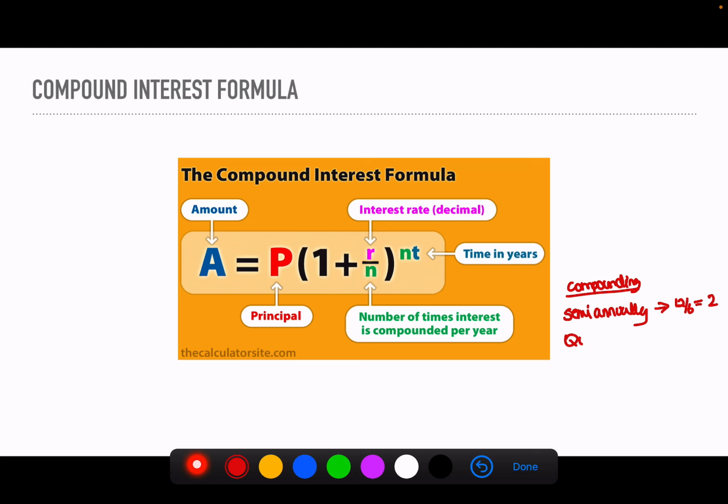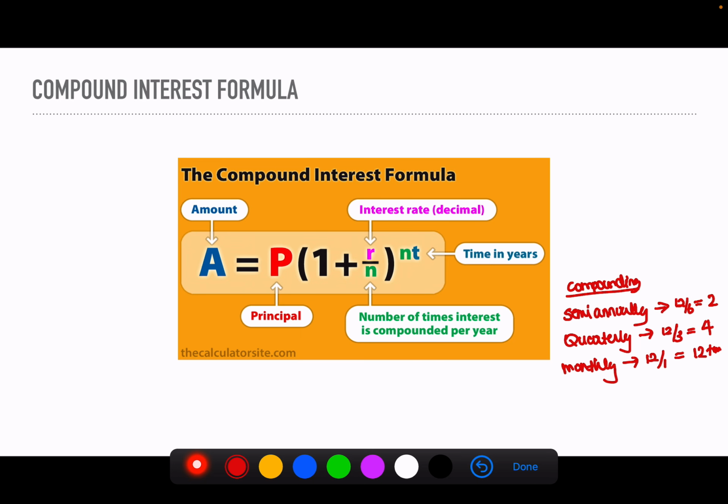If it is quarterly, then 12 divided by 3, that will be 4 times. Okay, or if it's monthly, then 12 divided by 1, which is 12 times. Okay, so this is the number of times interest is compounded during a year.